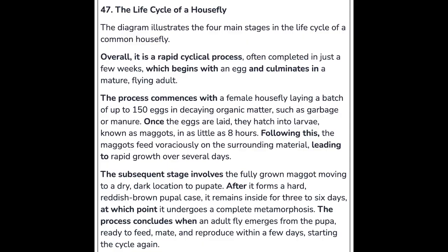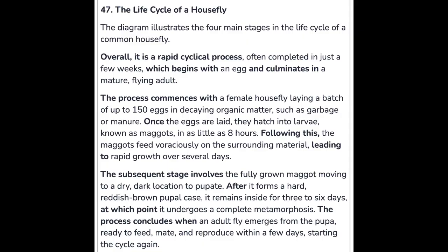The process commences with a female housefly laying a batch of up to 150 eggs in decaying organic matter, such as garbage or manure. Once the eggs are laid, they hatch into larvae known as maggots in as little as 8 hours. Following this, the maggots feed voraciously on the surrounding material, leading to rapid growth over several days.